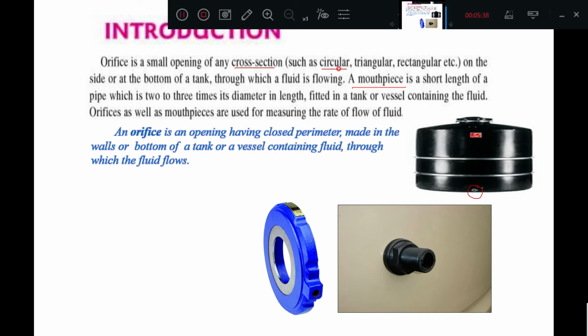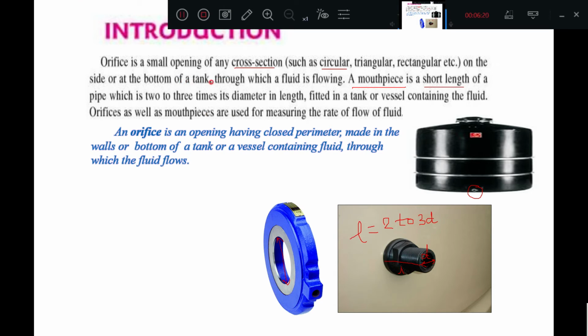It's a short length of pipe which is 2 to 3 times its diameter in length. This length of the tube will be 2 to 3 times the diameter of the orifice. This is the diameter of the orifice, and the length of the tube will be this. If you measure, it will be 2 to 3 times its diameter. This is diameter and this is length.